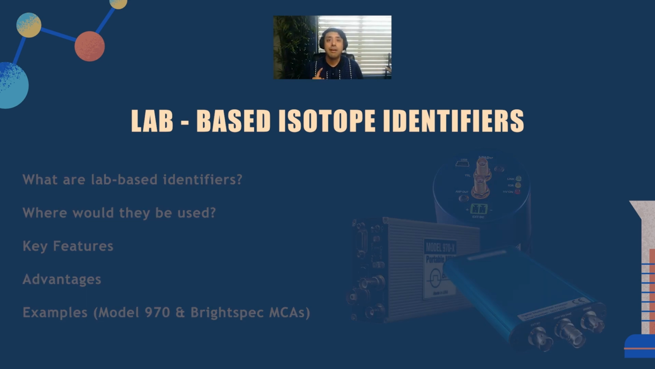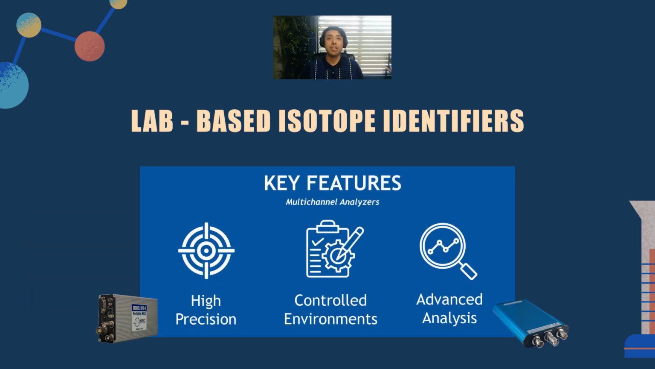Key features of lab based isotope identifiers include high precision and accuracy. Thanks to advanced detection technologies and controlled settings, these instruments can identify isotopes with unparalleled accuracy.